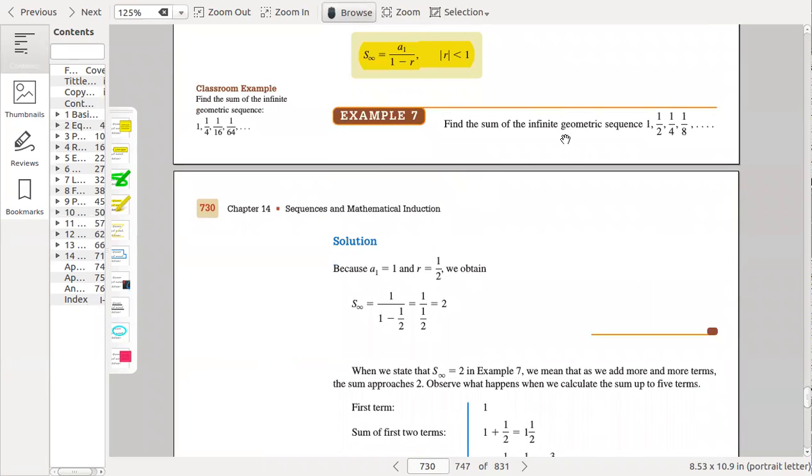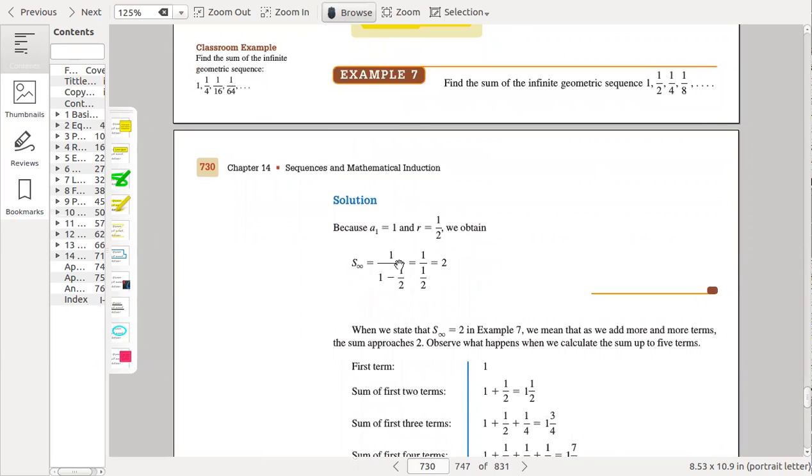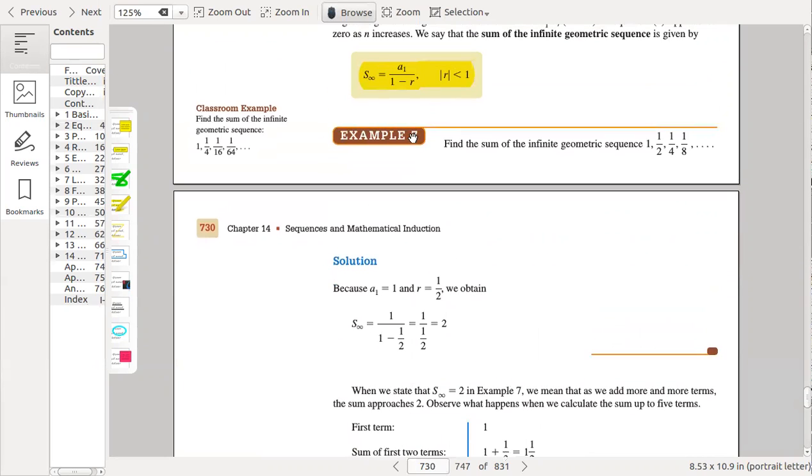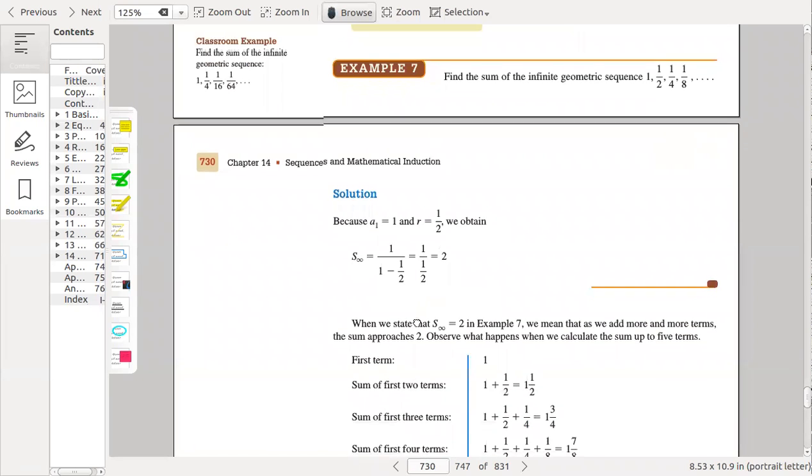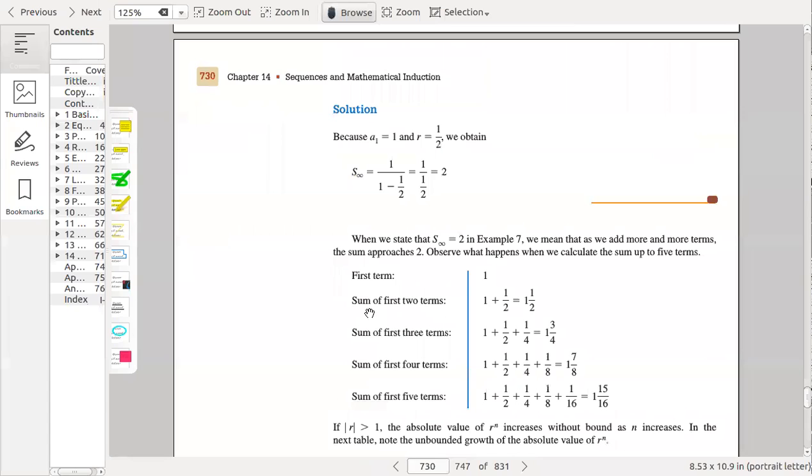Okay, so now we apply this formula. Find the sum of the infinite geometric sequence. This is a geometric sequence, the first term is 1 and the common ratio is 1 by 2. Applying the formula, first term over 1 minus r, we will get the sum of all these terms equal to 2. We can observe that the first partial sum will be 1, the second will be 1 plus half, then the third, fourth, and fifth.